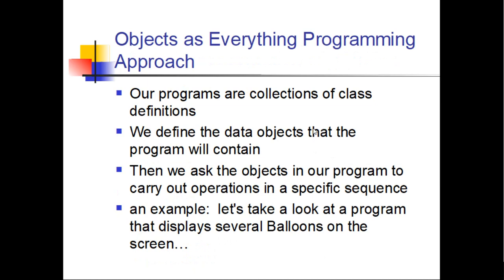Okay, so our programs are going to be collections of class definitions for all the different kinds of objects that we're going to have. And then in our main part of our program, we will define the objects that come from these classes. And then after we've created those objects, we will ask the objects to carry out operations in a specific order. So the example in my demo is going to be a program that displays several balloon objects on the screen that can be in various colors, various sizes.